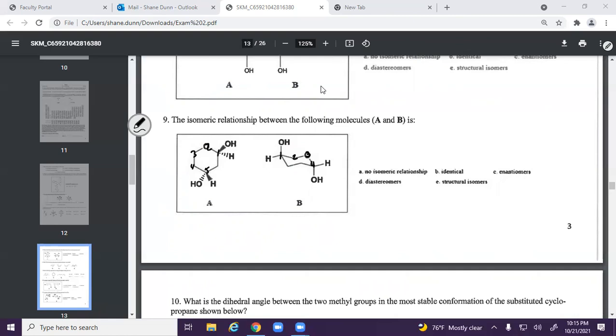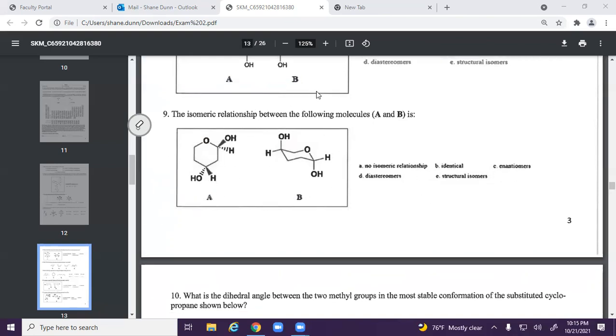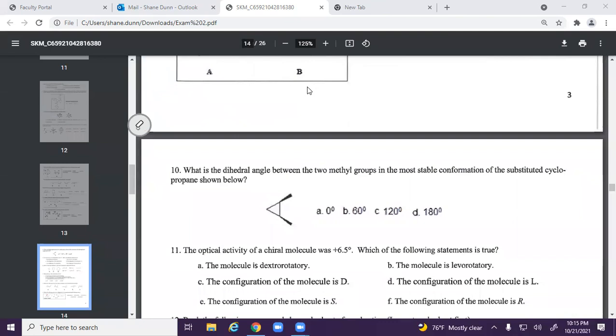They are not the same structure, right? They are rearranged in a different way. So they are structural isomers. So there we go. We've done this one before, right?